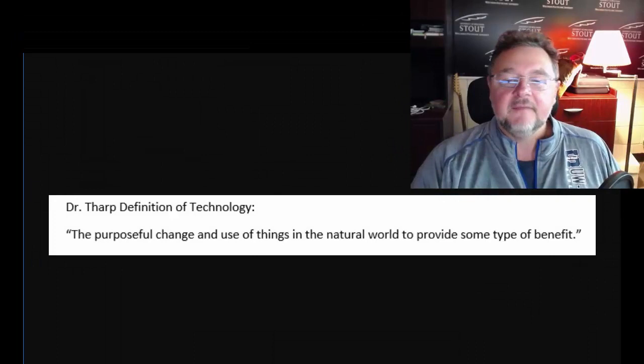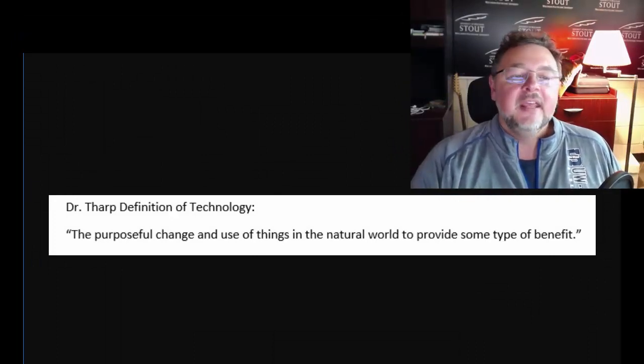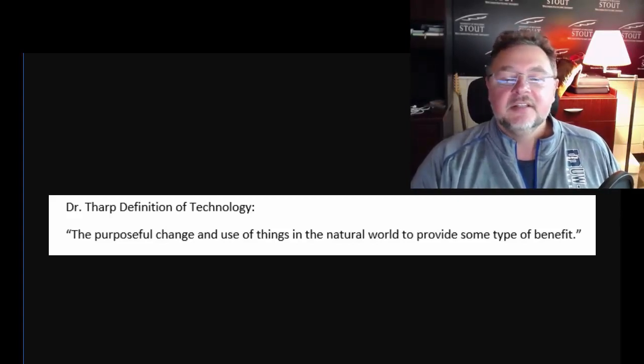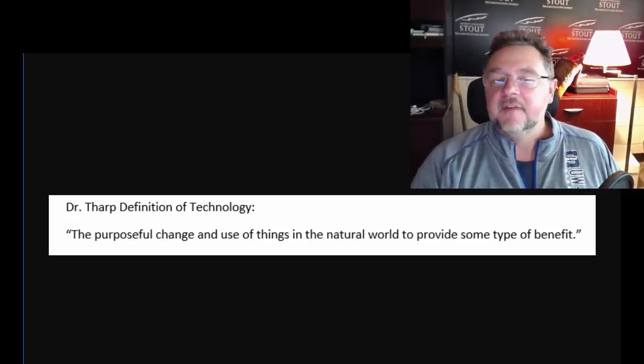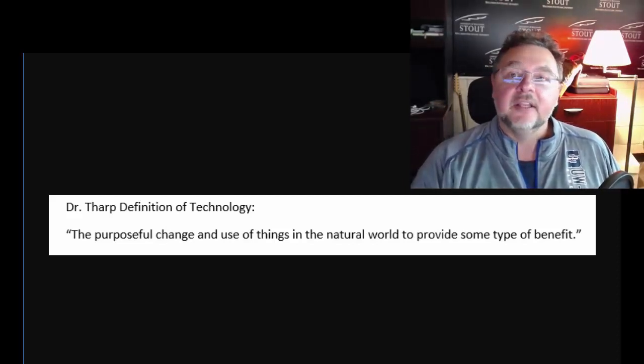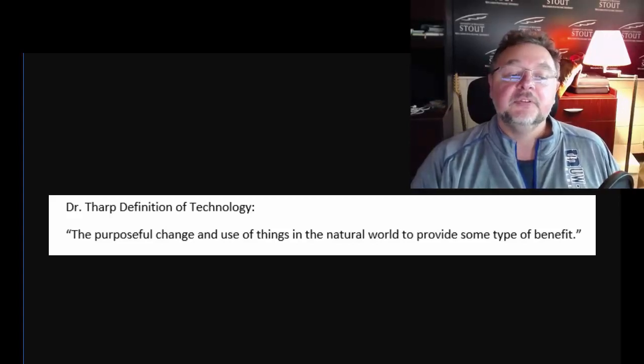The next area that I want to go to is my definition. My definition kind of moves away from that. It's not as specific, it's not as academic, but it's a little easier to start to wrap your head around. And that is the purposeful change and use of things in the natural world to provide some type of benefit. So I'm not specifying a sector, an industry, or an area that it's useful for. I'm just saying that it's providing some type of benefit. So the purposeful change and use of things in the natural world to provide some type of benefit. Technology.